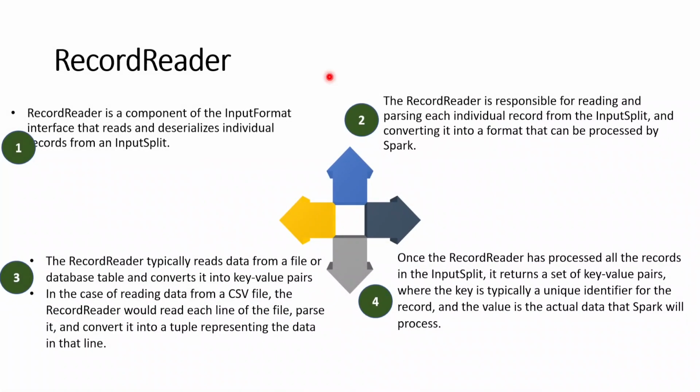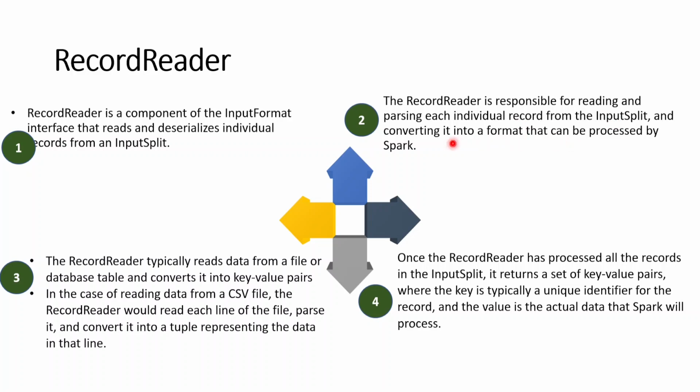Moving to the next component within the input format API, that is the record reader. Once data is logically divided into multiple pieces, the record reader will start consuming. The record reader is a component in the input format API that reads and deserializes individual records from an input split. So basically, this is transporting the data from the external file system to the Spark environment. This is the entry point where data flows from the external file system to Spark in memory. The record reader is responsible for reading and parsing each individual record from the input split and converting them into a format that can be processed by Spark.